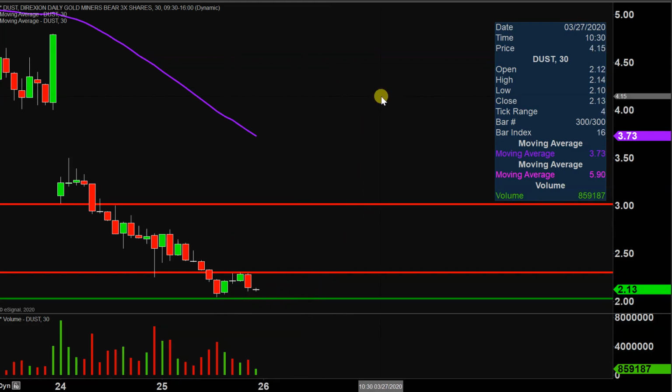So keep an eye on these levels going forward, but you've got to think this thing's got a bounce in it at some point. I mean, it's been beat down quite a bit, so I'll be watching it closely, and we'll see what happens with it going into Thursday and Friday.